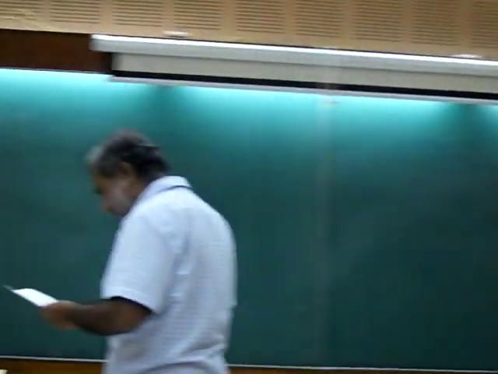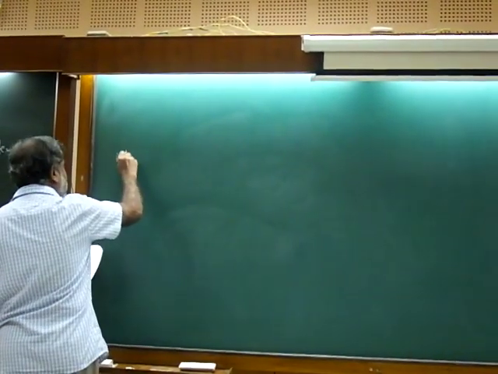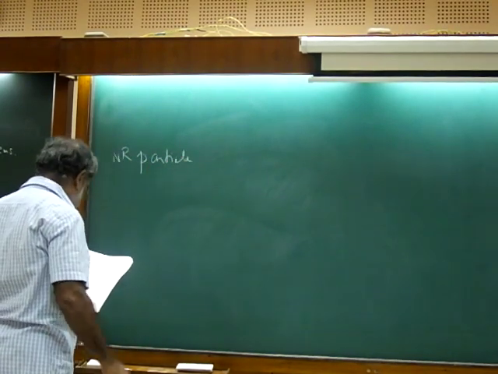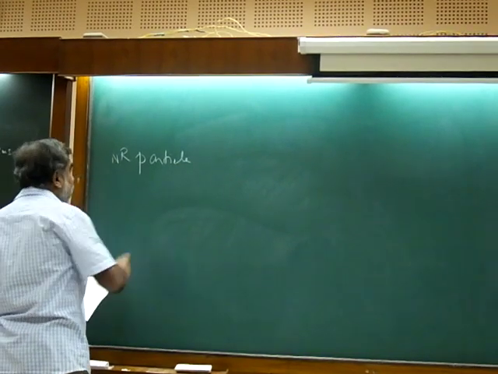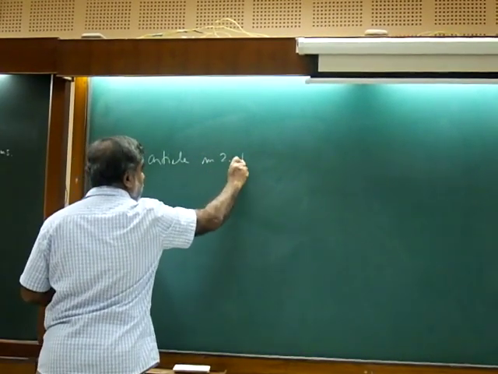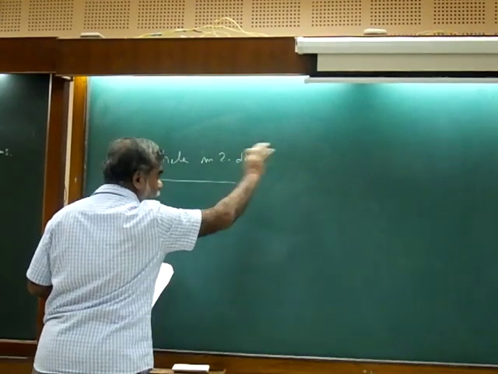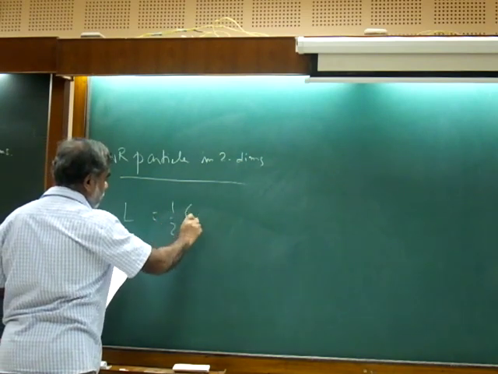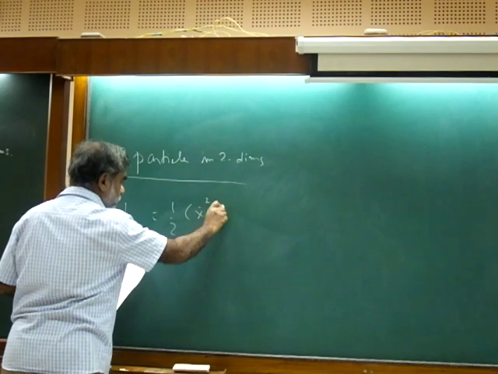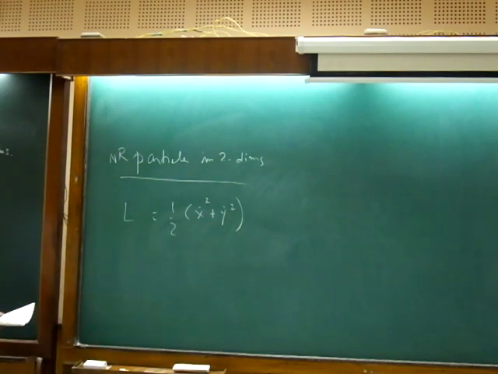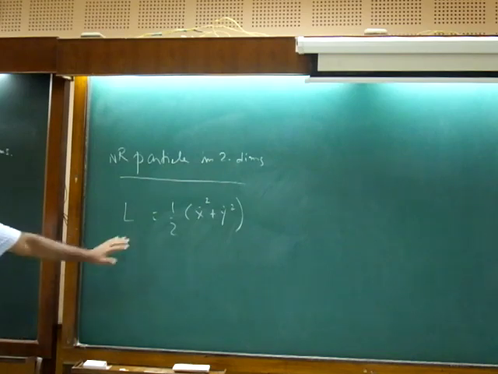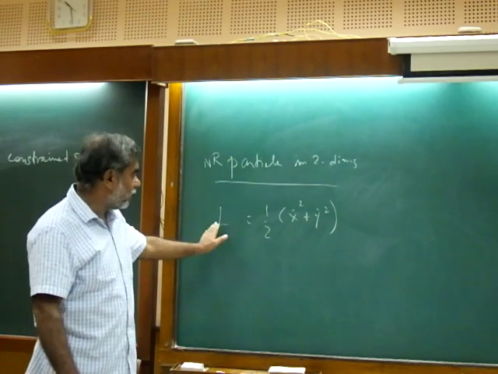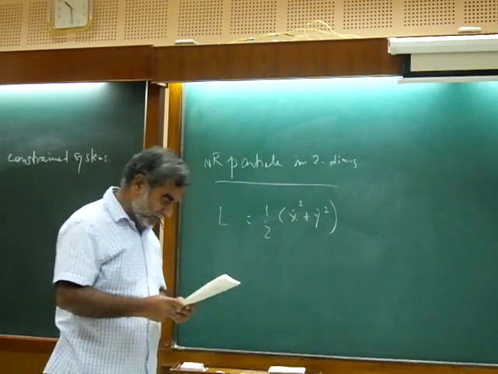Okay, now you first consider a very simple example. This is just a particle in two dimensions, that is, on a plane, say a blackboard or the floor. Setting the mass equal to 1, a free non-relativistic particle moving on the plane is defined by the following Lagrangian.